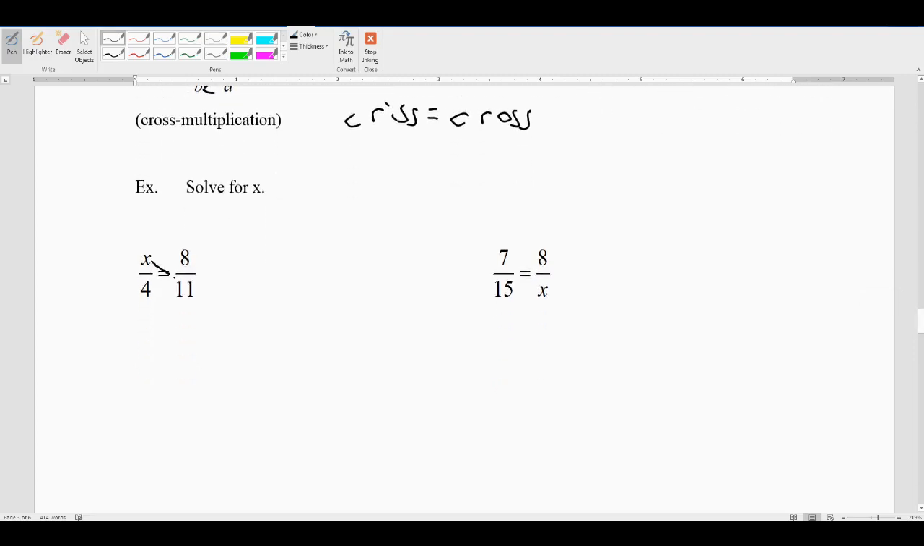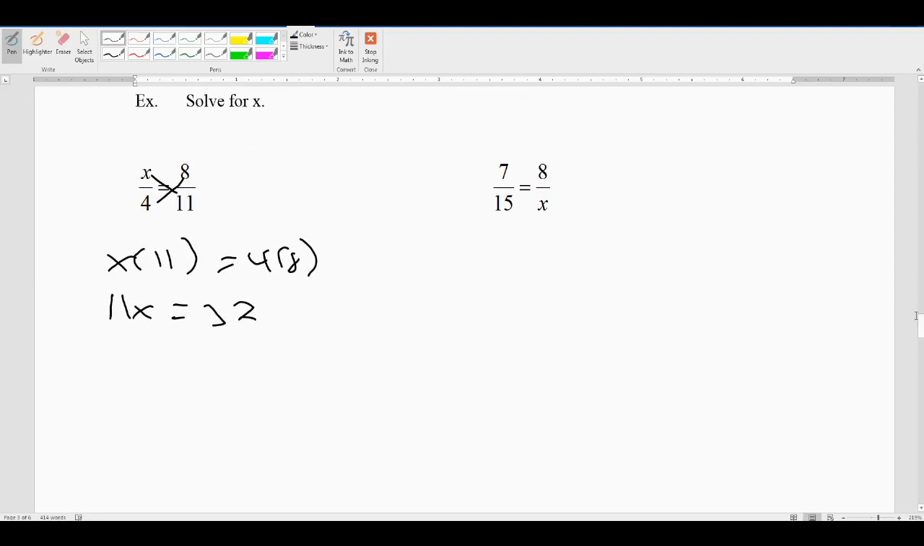So we're going to go criss, which is x times 11, equals cross, 4 times 8. Once again, these parentheses mean multiplication, whereas this is multiplication. X times 11 is the same as 11x. I prefer to write it that way. It's easier to solve. Then 4 times 8 is 32. So that's our equation we're going to solve.